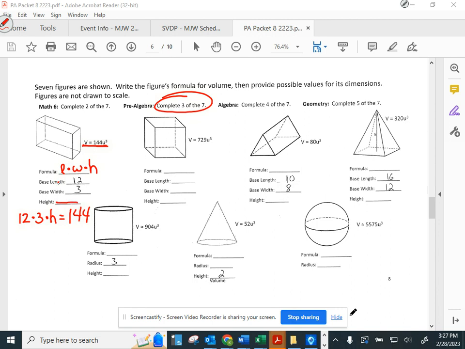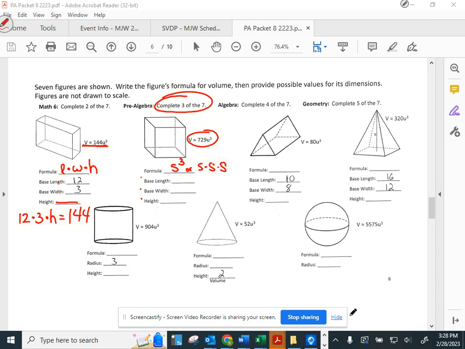For our cube, interesting, the volume of this cube is 729, which we just did on the page before. I know that my formula is side cubed, or side times side times side. So I'm not going to give us any base length, width, or height for this one, but if you did the page before, you know what that side number would be to equal a volume of 729. So that's kind of an easy one for us to fill in.